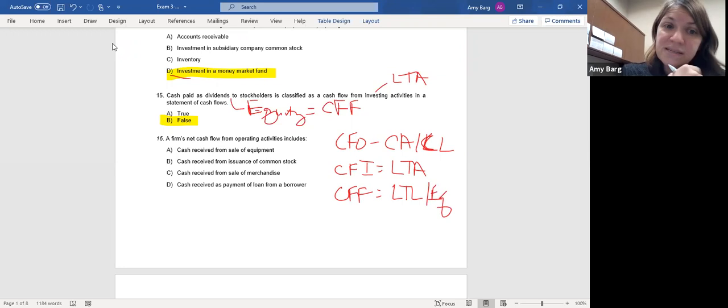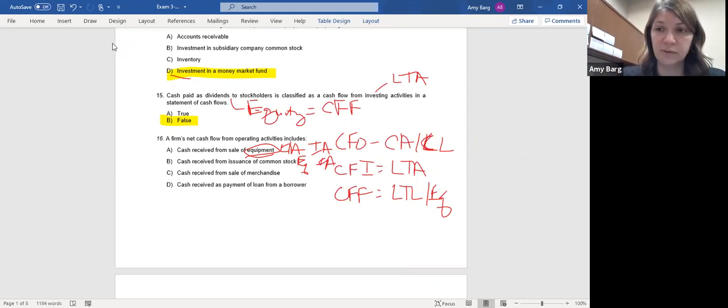So a firm's net cash flow from operating activities includes cash received from the sale of equipment. Sale of equipment is a long-term asset, so that's an investing activity. Cash received from the issuance of common stock, that's equity, so that's a financing activity. Cash received from the sale of merchandise, well, that's something that you do in your operations, right? So that is a cash flow from operating activities. So that's going to be the right answer.